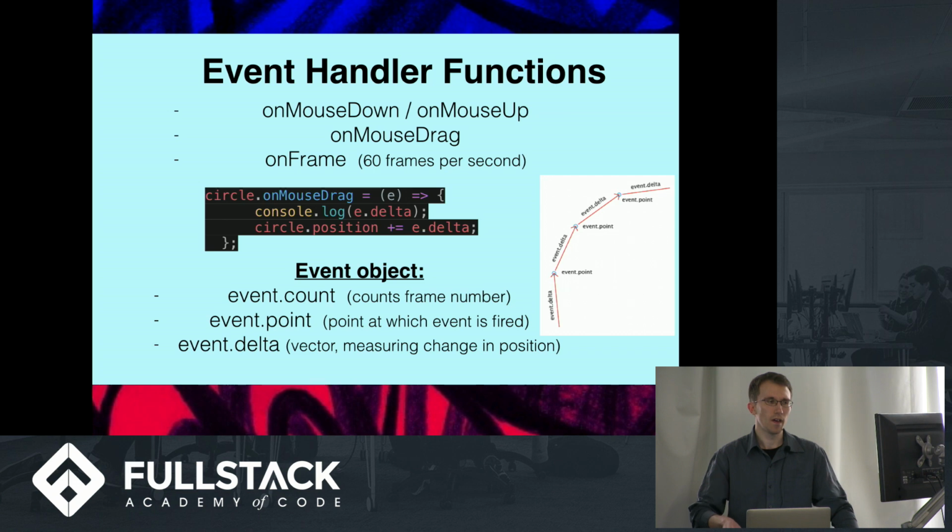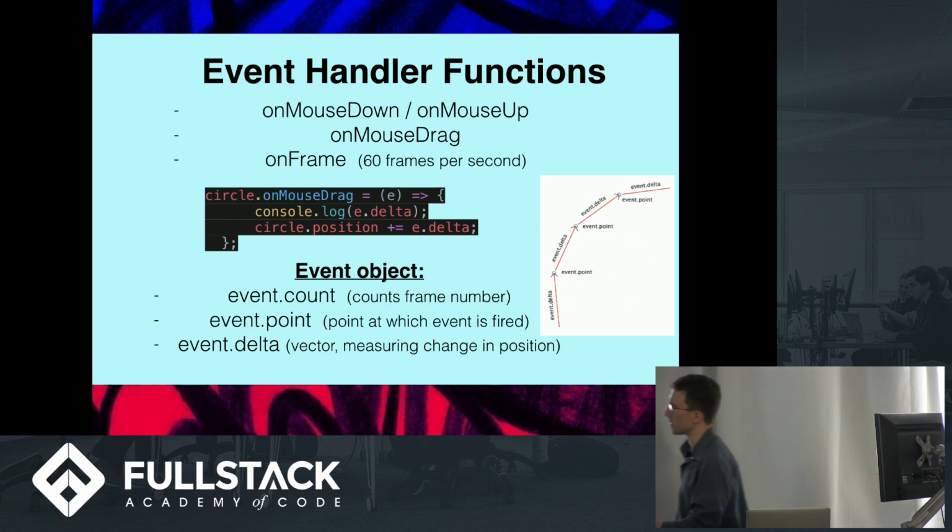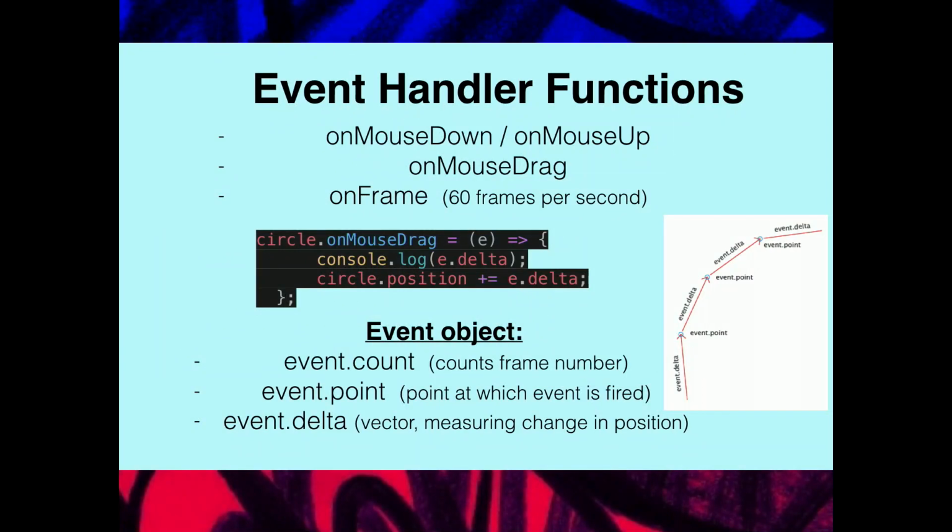Every time the on drag function fires, you have the event.point and the previous event.delta. So like this would be one fire, this would be another fire, and the delta. This is a third and the delta.